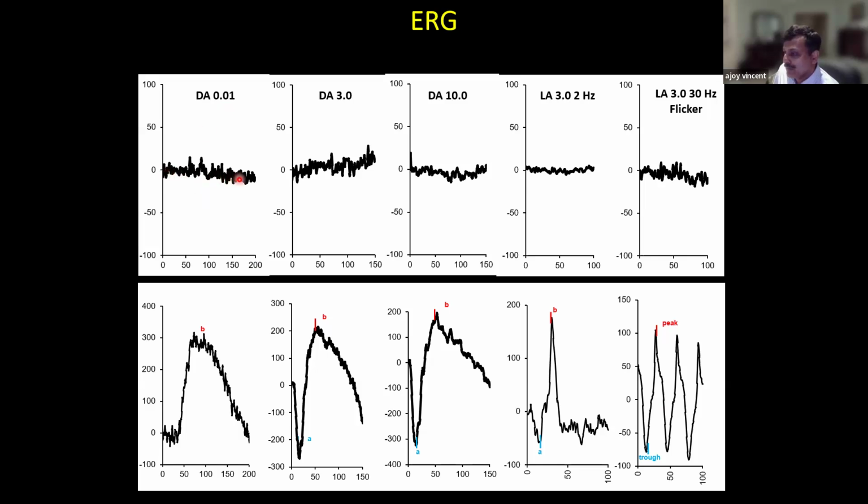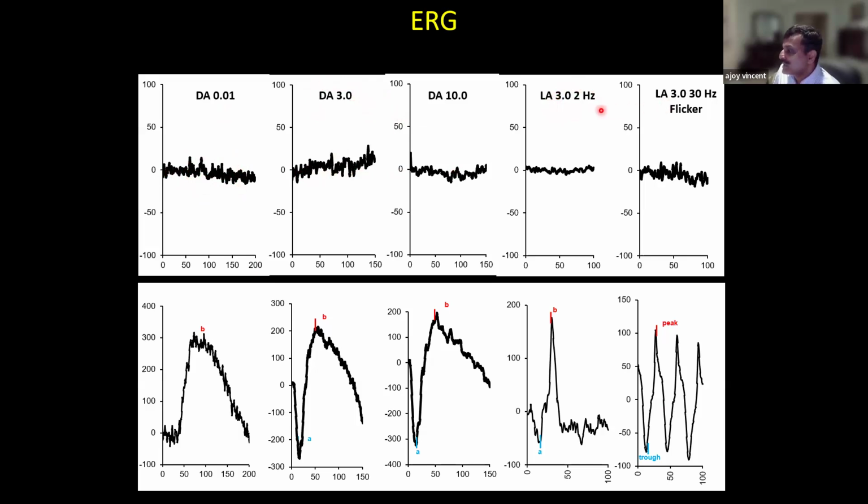So there is no B wave, which again means that there is no contribution from the rod bipolar cells. At this stage, we do not know whether this is a primary photoreceptor or bipolar cell dysfunction. So here, when we do the 3.0, there is no A or B wave, which means that this is a primary rod photoreceptor dysfunction. Now let's look at the cone system here.